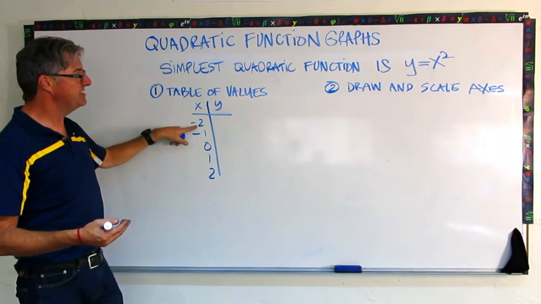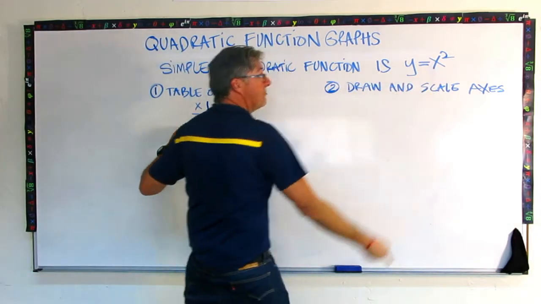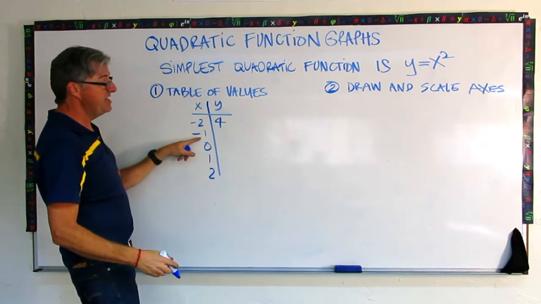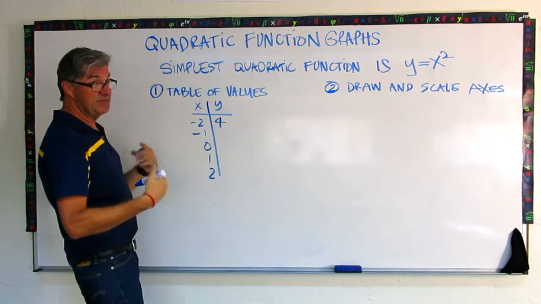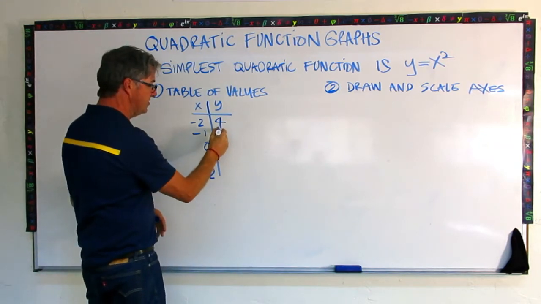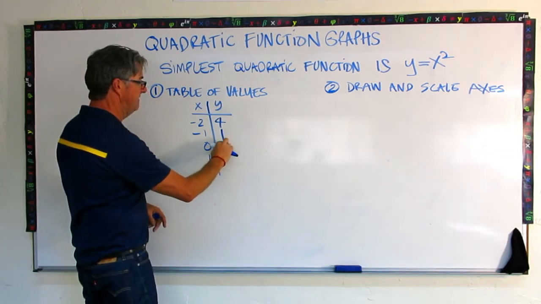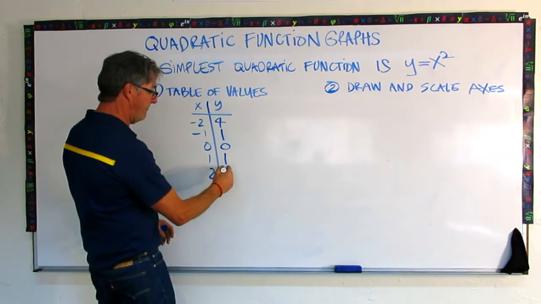If x is -2, we plug -2 in here and we square it, we get +4, so that's going to be y. If x is -1, again we square it according to our function. -1 times -1 is +1, so that just goes to 1. 0 squared is 0. 1 squared is 1, and 2 squared is 4.